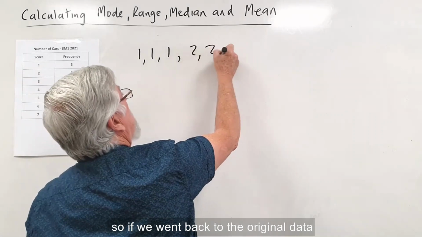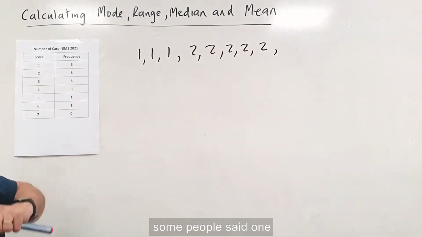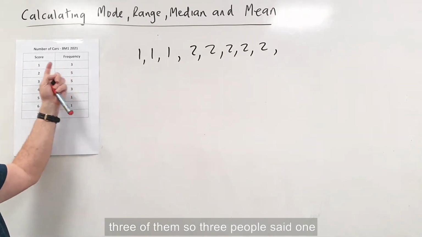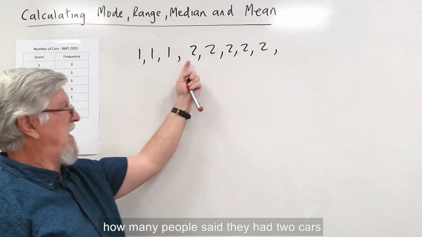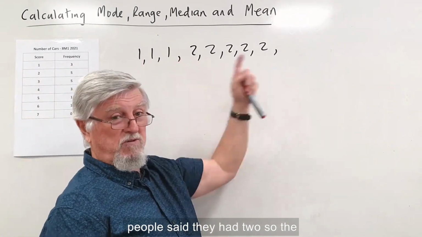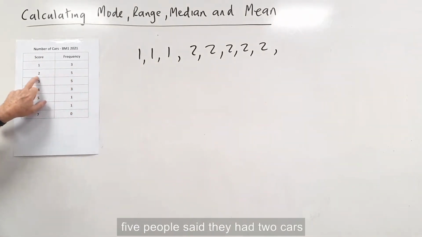If we went back to the original data that I got from my class, some people said 1. How many people said 1? There were 3 of them. So 3 people said 1. How many people said they had 2 cars in their family? You can see them here. 5 people said they had 2. So the confusion here is 5 people said they had 2 cars.